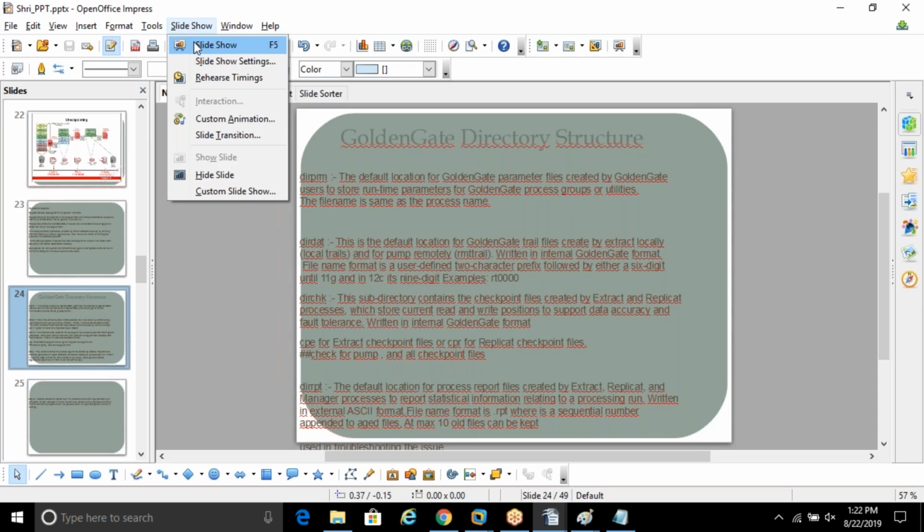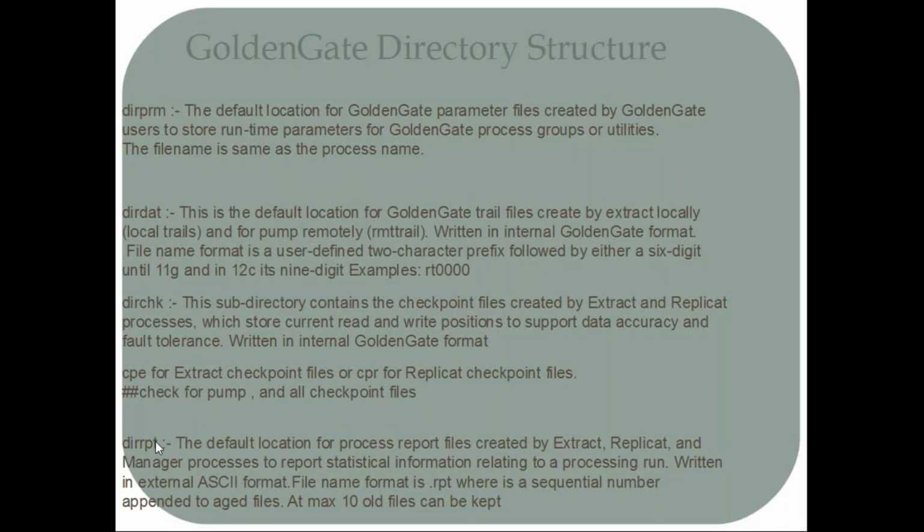Now report file, dirrpt. The default location for process report files created by the extract, manager process, and also for pump, to report statistical information related to a process running, written in external ASCII format. ASCII means normal text format, and the file name format is .rpt where a sequential number is appended. So let me show you.